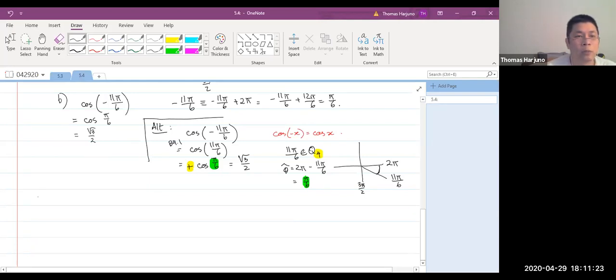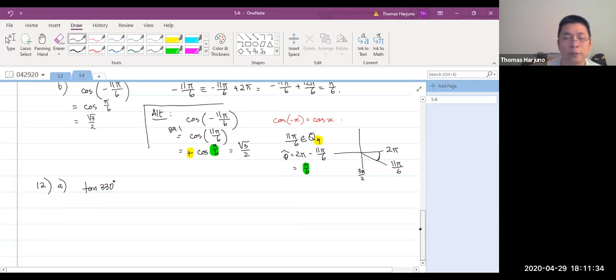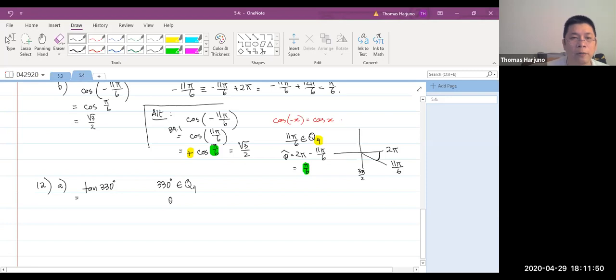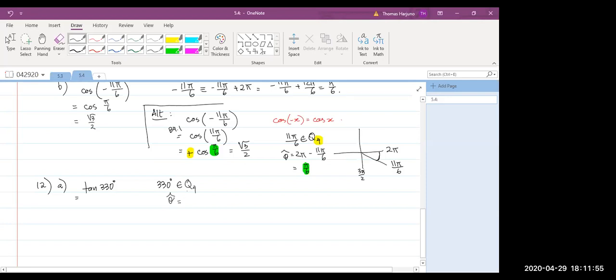Furthermore, number 12A, tangent 330 degrees. I will still do that, but I would like your cooperation. I want you to do it together with me. The first thing, 330 degrees is in which quadrant? In 10 seconds. Quadrant 4. See, you can do it even faster. Now, how about the reference angle? 30 degrees.